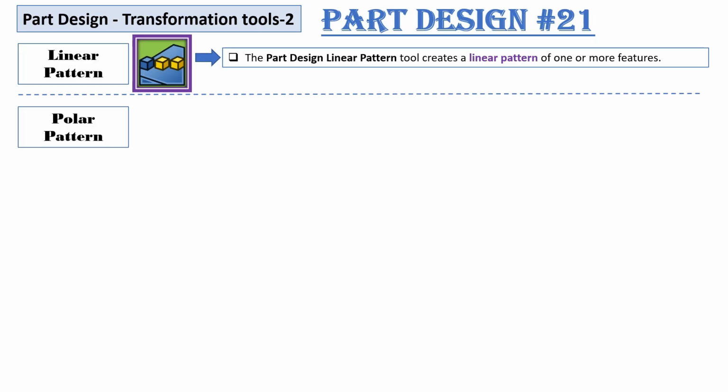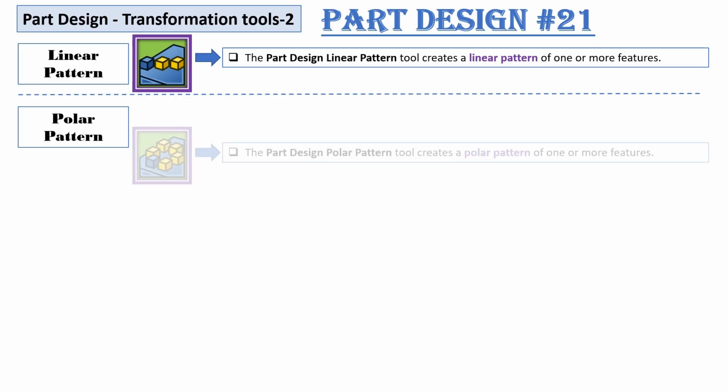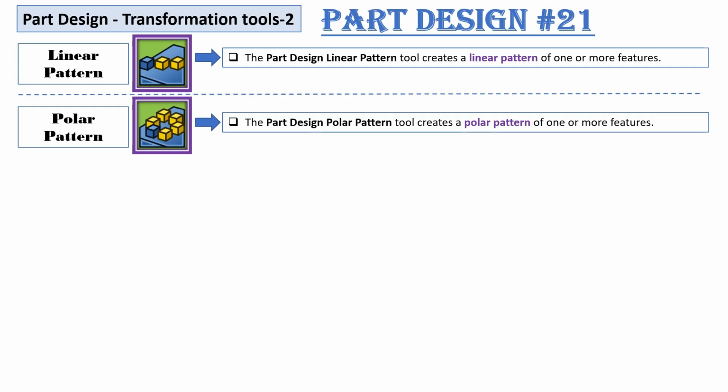This Part Design Transformation tool is called Polar Pattern. The Part Design Polar Pattern tool creates a polar pattern of one or more features around the center axis.